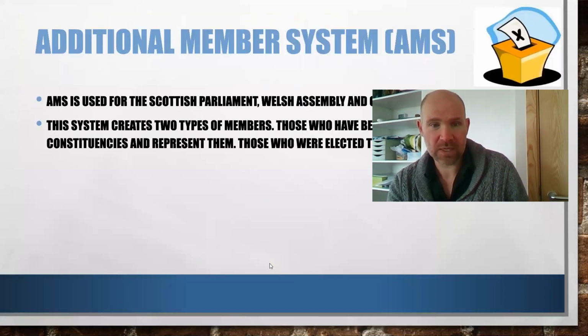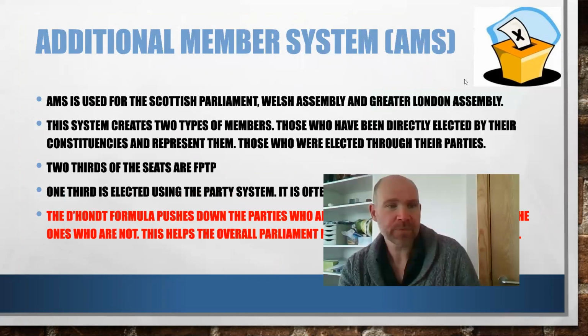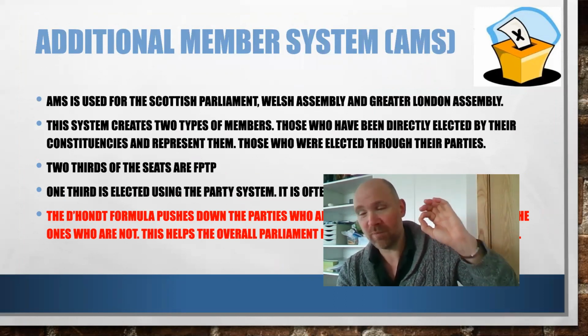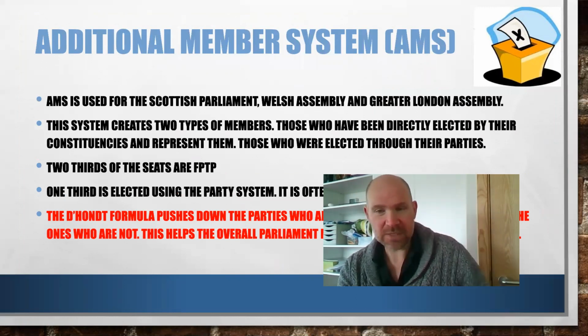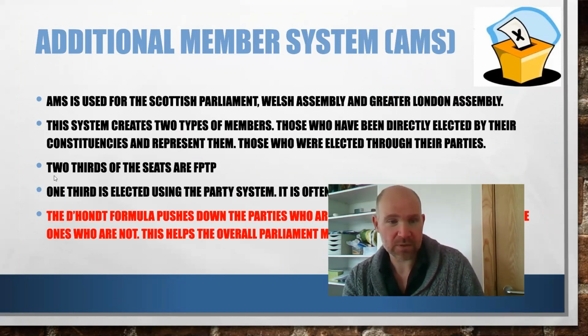So let's just go through in a bit more detail and recap these ideas, and then we'll watch another exciting video about the jungle. AMS is used for the Scottish Parliament, Welsh Assembly, and Greater London Assembly. So again, it's used for almost every devolved parliament set up since the 1990s. This system creates two types of members: those who have been directly elected by their constituencies and represent them, and those who are elected through their parties. And I'll show you a diagram of that in a second to show you how it works.